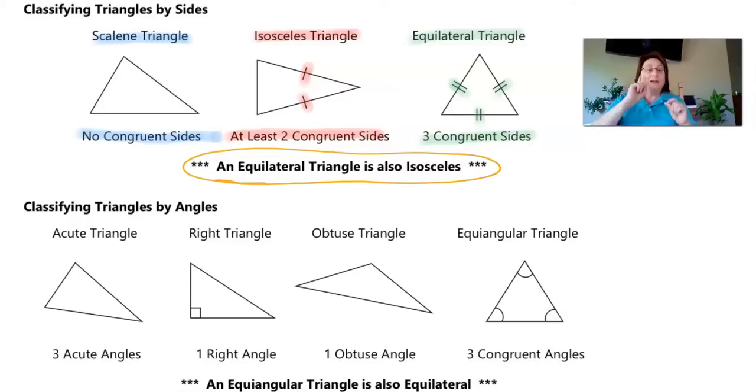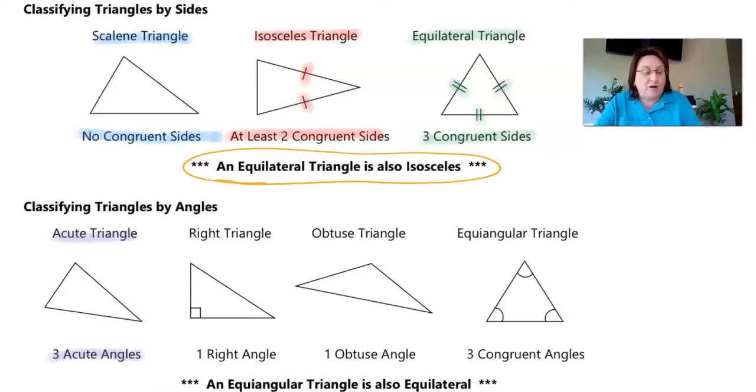Now, when we classify a triangle by the angles, if you have an acute triangle, in an acute triangle, all 3 angles must be acute. So all 3 angles must be less than 90 degrees. If you notice, I can look at this particular triangle right here, and I can see, yep, that's less than 90, that's less than 90, that's less than 90. It is an acute triangle.